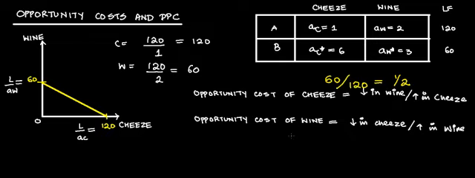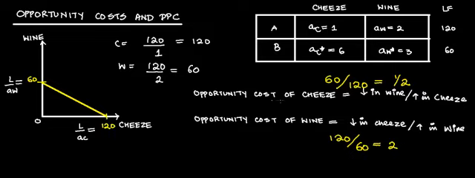Opportunity cost of wine is, if the country is using its entire resources in order to produce cheese, divided by all resources which are being used to produce wine. So this is 2.